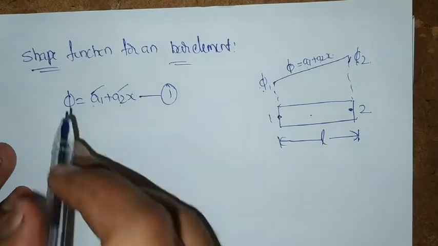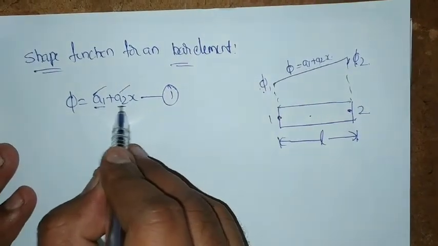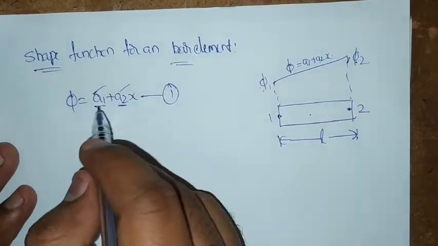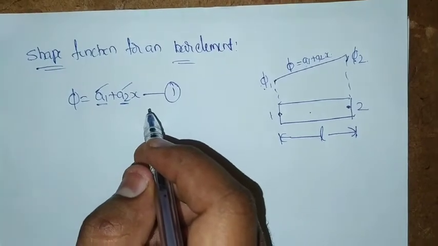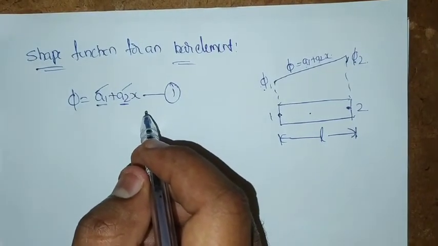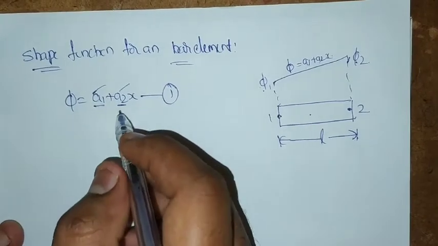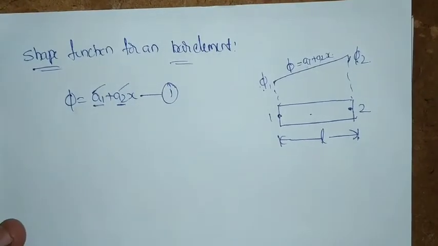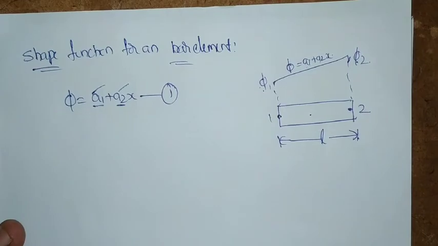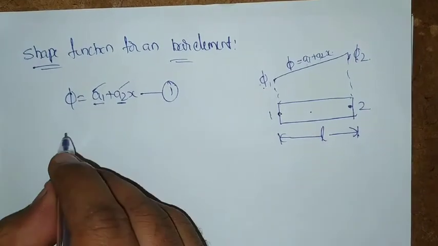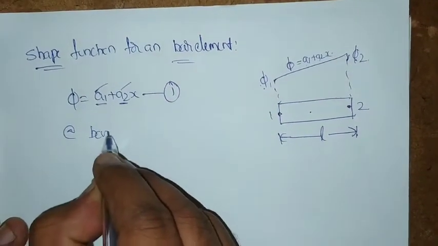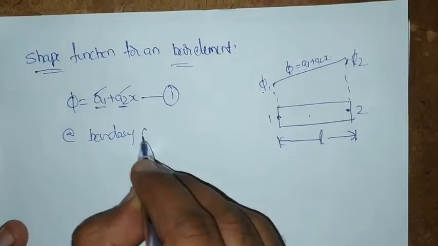Now we have to find these polynomial coefficients a1 and a2. By finding their values, we can find how the shape function comes up for a bar element. To find them, we have to apply the boundary conditions.